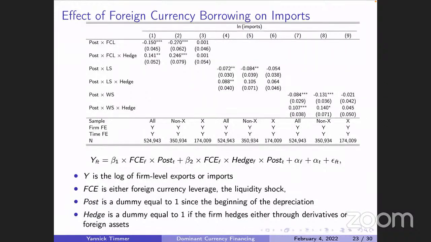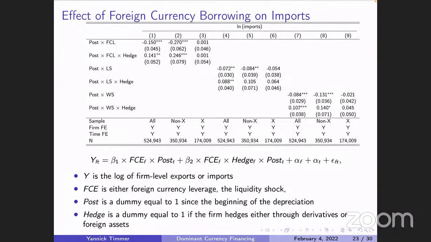And then we estimate the regression that we were estimating before, but we add an additional interaction term between the foreign currency exposure, the hedge dummy, and the post dummy, and we study to what extent this additional term, so the beta 2 here, can offset the beta 1. So if beta 2 has the same absolute magnitude as beta 1, that means that the hedge can fully offset the negative effect of foreign currency borrowing.